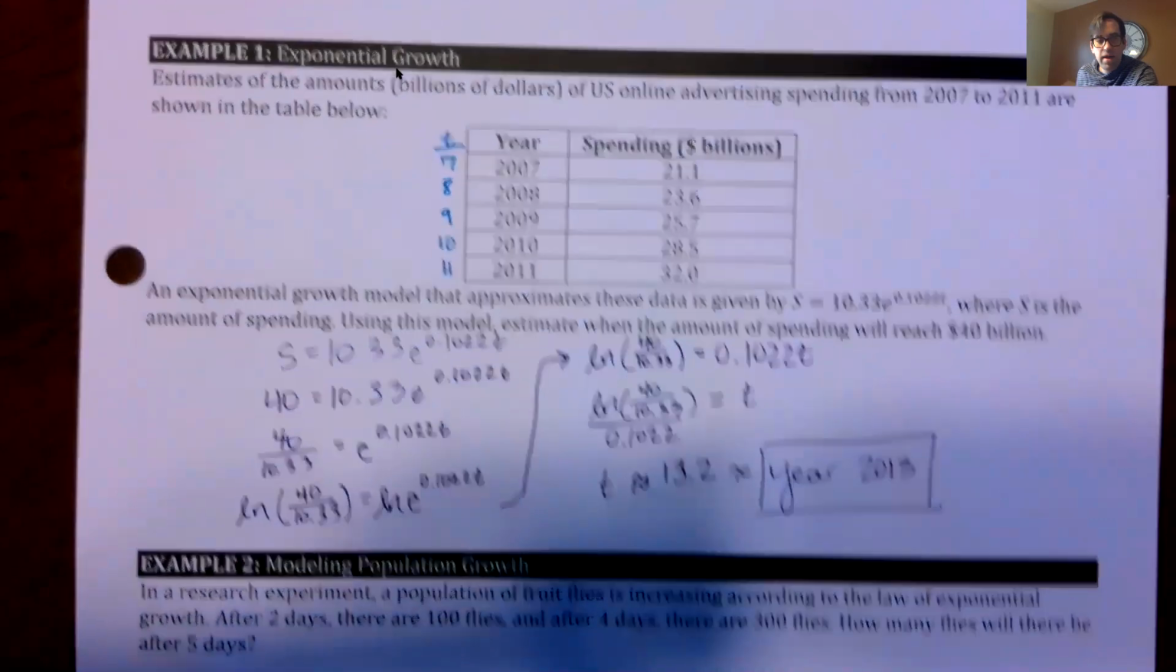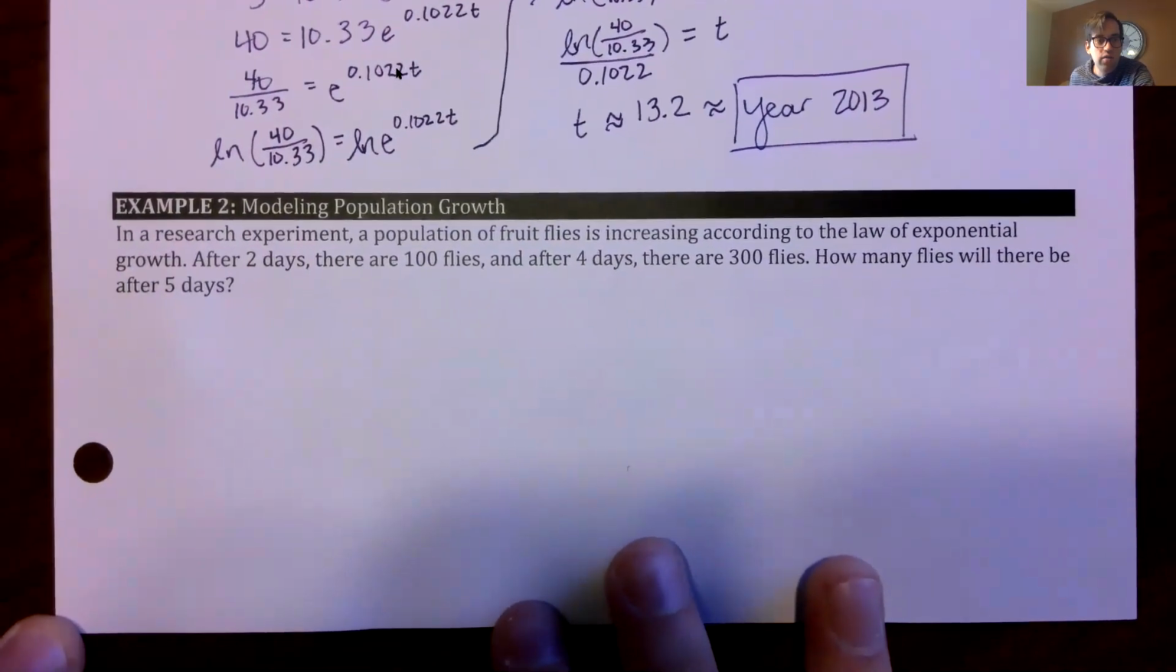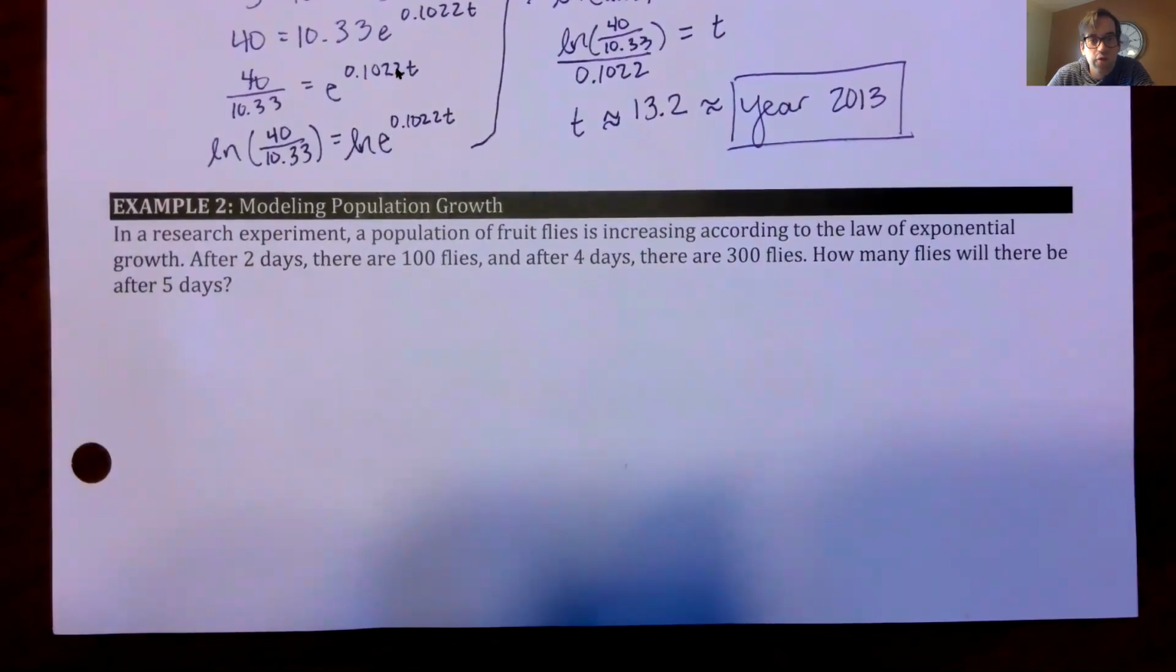All right, example 2. Modeling population growth. In a research experiment, a population of fruit flies is increasing according to the law of exponential growth. After 2 days, there are 100 flies, and after 4 days, there are 300 flies. How many flies will there be after 5 days?